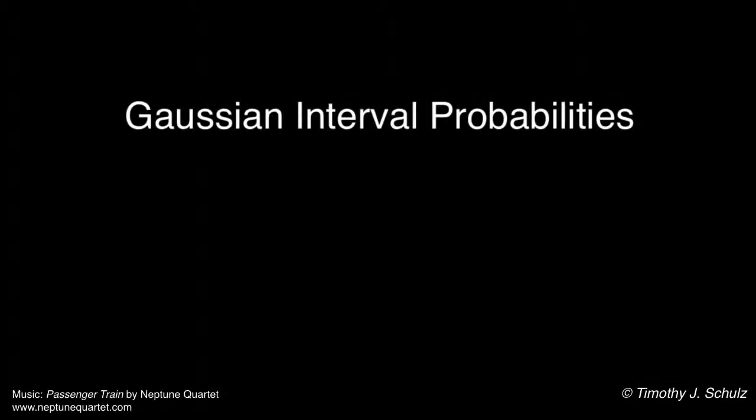In this lesson, we'll show how to calculate forward and inverse cumulative distributions for Gaussian densities, and we'll demonstrate how to solve for an unknown mean or standard deviation from a Gaussian interval probability.